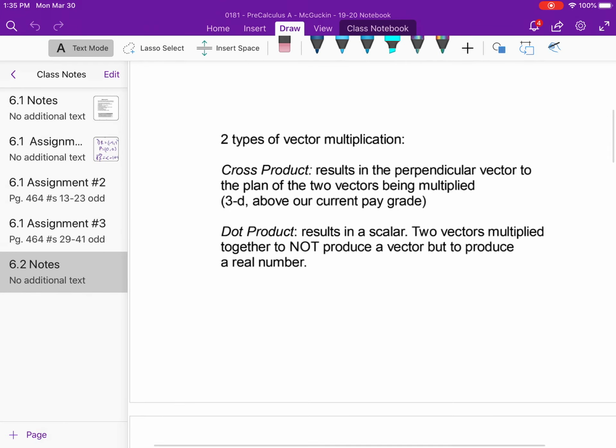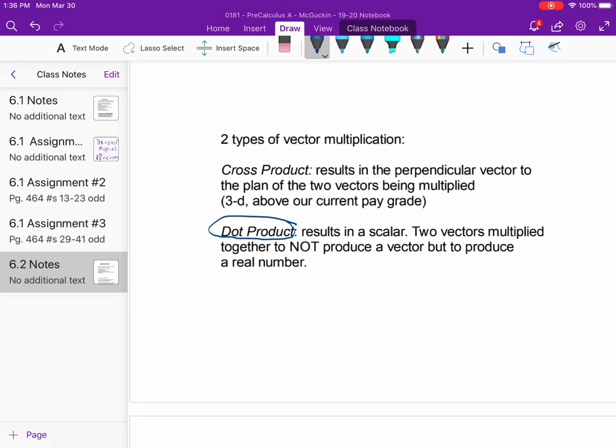So first and foremost, let's talk about the types of vector multiplication. You are going to see in any kind of research about vector multiplication the cross product and the dot product. Let's really focus here that in our course and curriculum, we are only going to be talking about the dot product. The cross product is above our current pay grade, so we are not going to be diving into that. I did put in there what it results in if you are interested for any further mathematics you're going to get into, but our focus is the dot product.